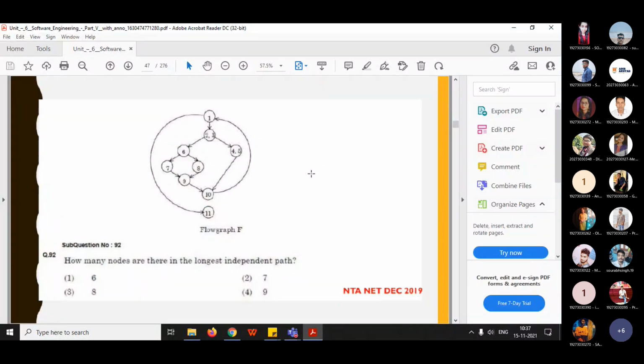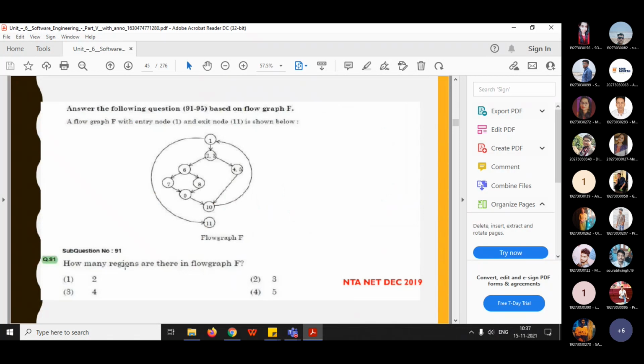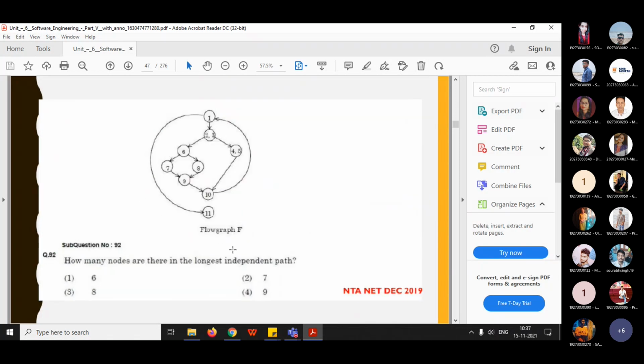Next, find out how many nodes are there in the longest independent path. That means you need to find the longest independent path, just the way I have done here. Here, the longest path is this third one. How many nodes are there in it? 1, 2, 3, 4, 5, 6, 7. Seven nodes are there in this longest path. In the same way, you need to find out in this graph how many nodes there are. First calculate the longest independent path, and from that find the number of nodes. So do it.